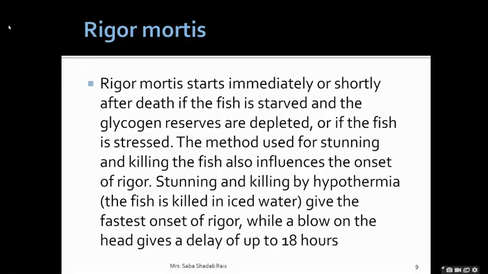Now, the amount of time taken for rigor mortis depends on many factors. It is influenced by the method of killing, hypothermia, and other factors. The other factors can be the body size of the fish, or the species. If the fish has an accessory respiratory organ, it will take more time. Then the duration the fish body may remain in rigor is around 18 hours, and it depends on the type of fish as well as the health of the fish.